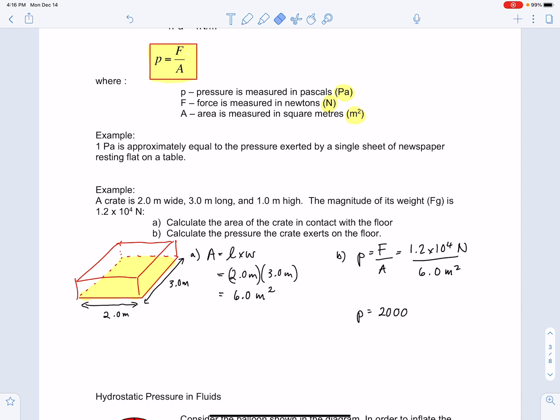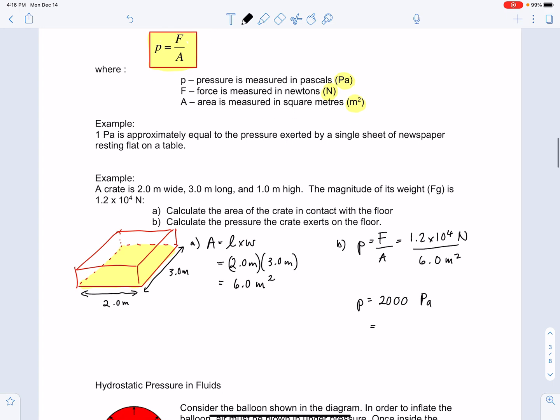And we want to make sure we use a capital P. Now you could divide this by 1,000 and convert it into kilopascals. So if you divide that by 1,000, you end up with 2 kilopascals.